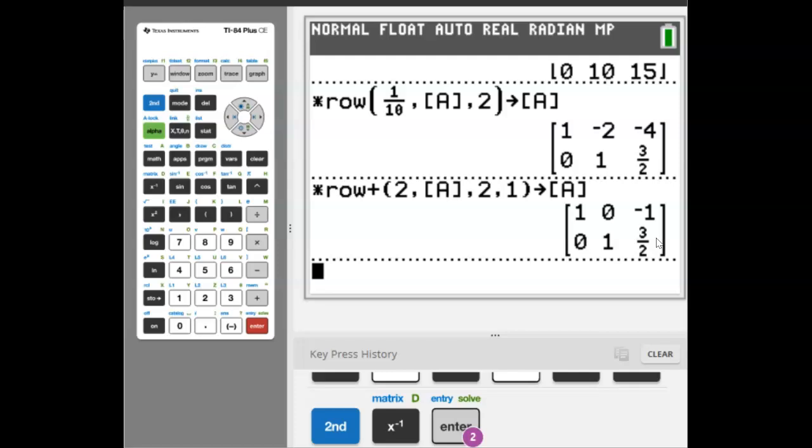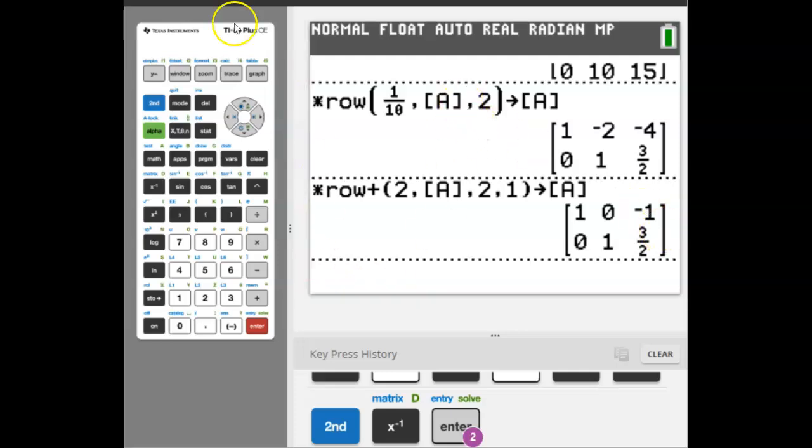So that's how you use your row operations with your graphing calculator to convert a system, an augmented matrix, to reduced row echelon form. Hope that helped.